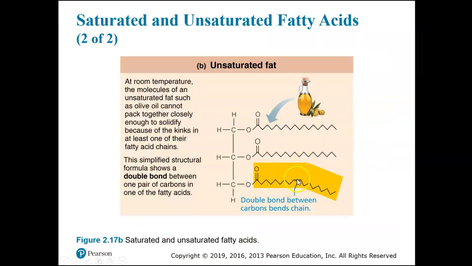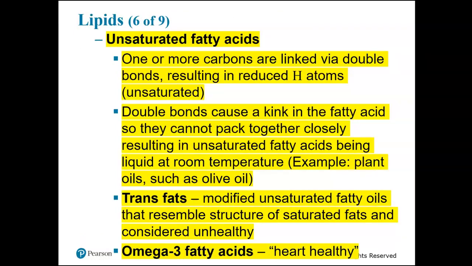So here we have one double bond, which causes the fatty acid chain to be bent. And that will cause the unsaturated fat to be an oil at room temperature, like olive oil. Okay, so only one double bond, and it's going to be an unsaturated fat, which are healthier for us.